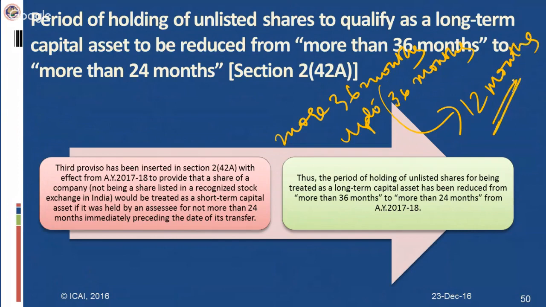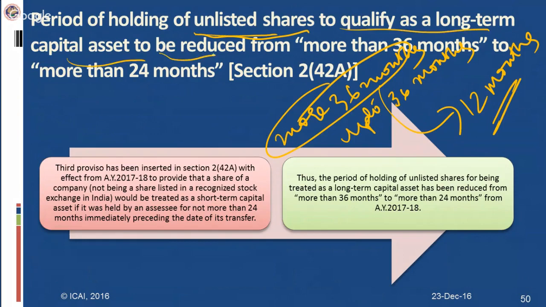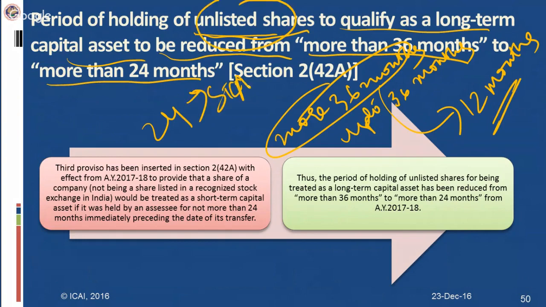Now, with effect from this assessment year, the period of holding of unlisted shares has changed. So far, only if you hold unlisted shares for more than 36 months, it will qualify as a long-term capital asset. The benefits of a long-term capital asset are, basically, a tax rate of 20%, and secondly, indexation benefit. So the period of holding of an unlisted share to qualify as a long-term capital asset has been reduced from more than 36 months to more than 24 months. If you hold it up to 24 months, it's a short-term capital asset, and if you hold it for more than 24 months, it will be a long-term capital asset.